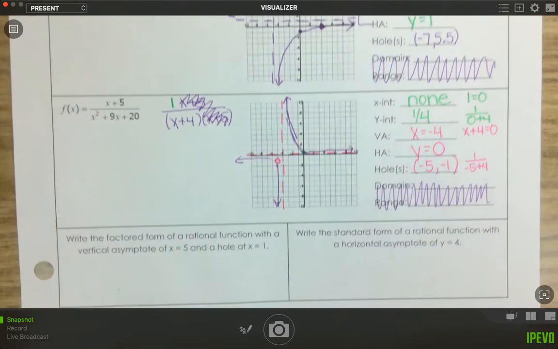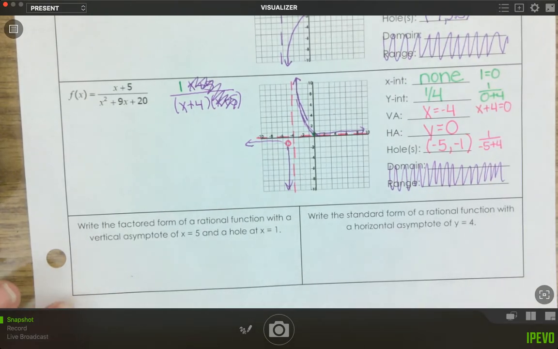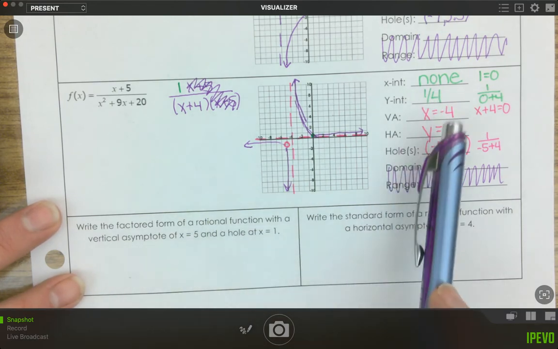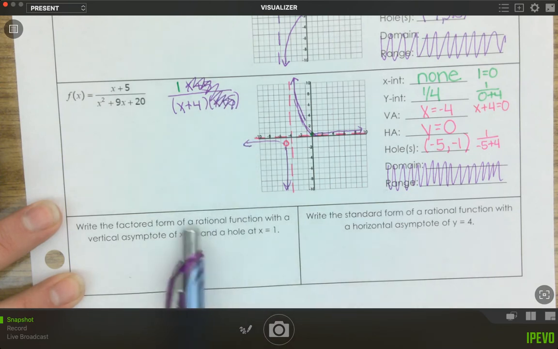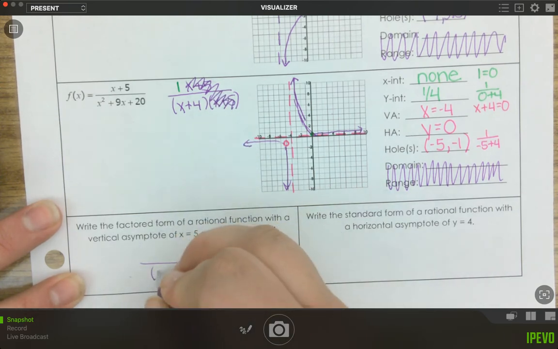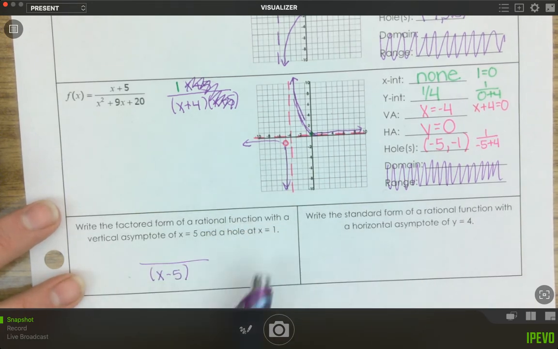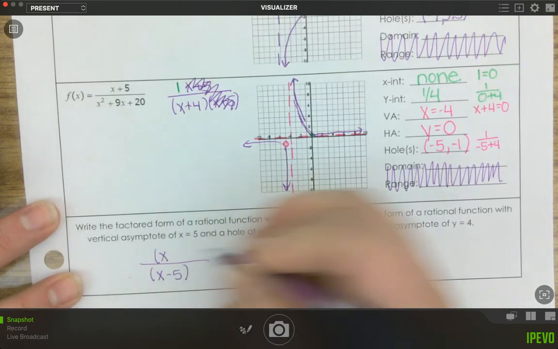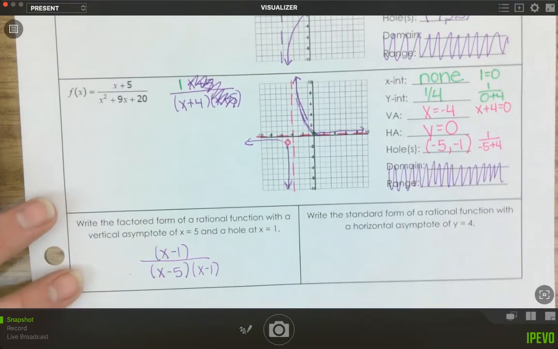Very last part is we're going to practice writing some equations. We want to write the factored form of a rational function with a vertical asymptote of x equals 5. Remember that the vertical asymptote comes from the bottom. So if I want the bottom part to equal 0 when x equals 5, it needs to have an x minus 5. And if it has a hole at x equals 1, the same way this one had a hole at -5 because it was on top and bottom, it would have an x minus 1 on top and bottom. That's it.